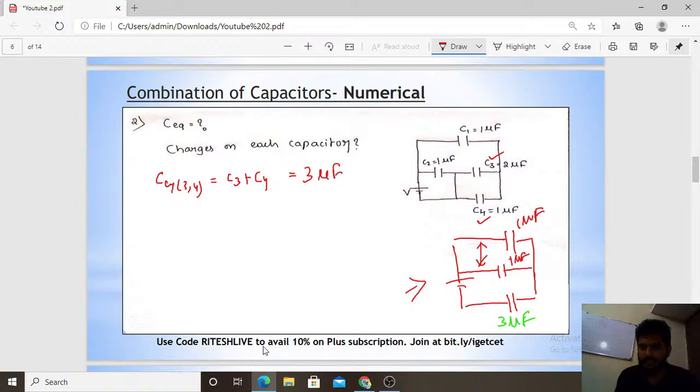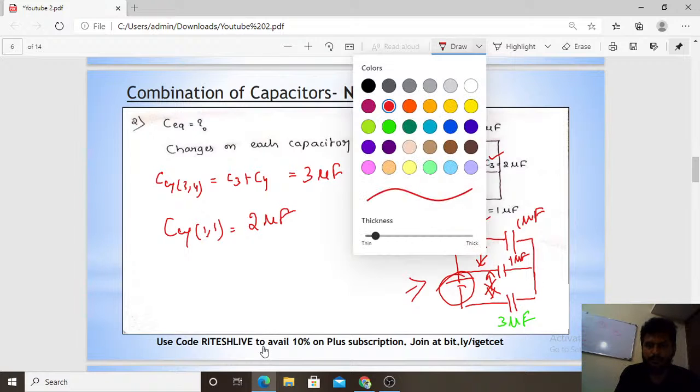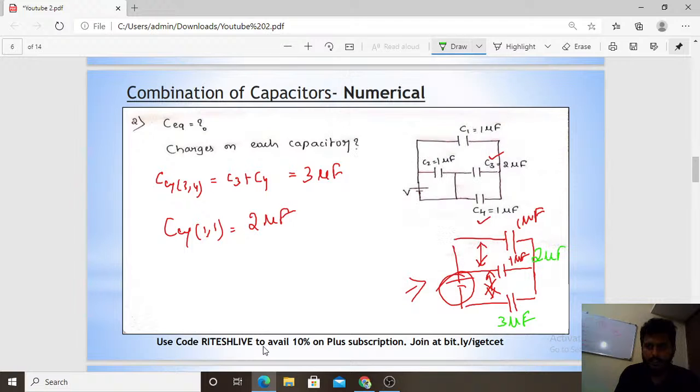So it is in parallel, but you cannot tell these two are in parallel. No, why? Because a battery is in between. Okay, so you can solve these two like C equivalent for these two parallel capacitors, that is 1 and 1, right? How much will you get? 2 microfarad, is it right? Yes. So here you will get 2 microfarad.